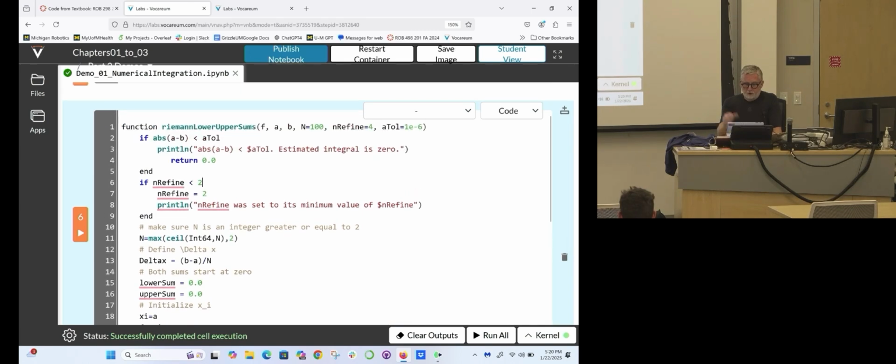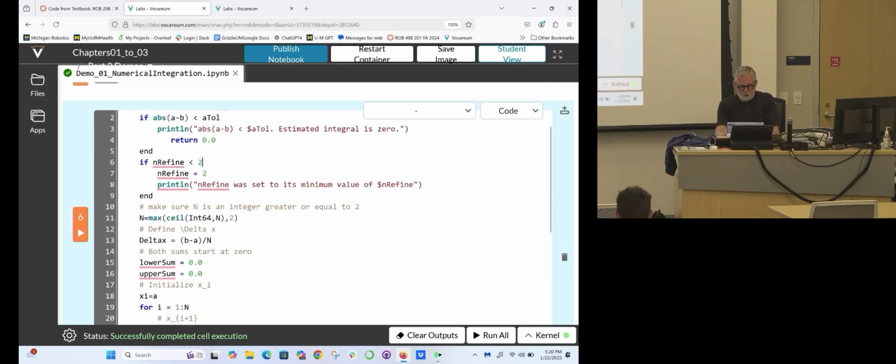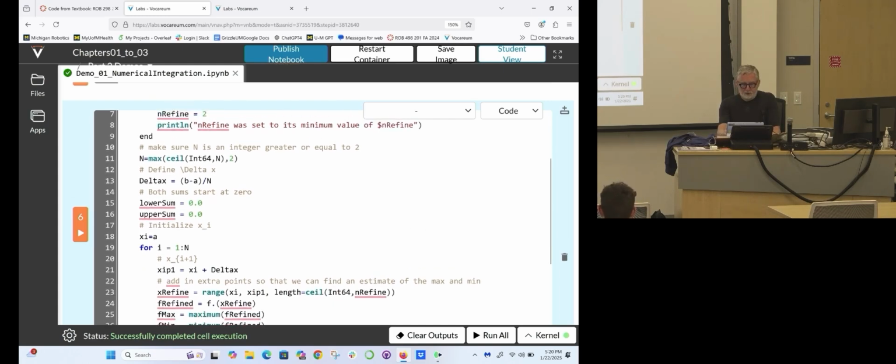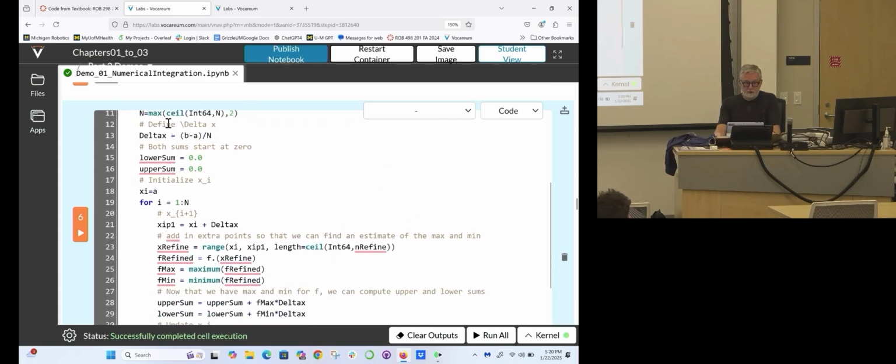A little bit of error checking, just in case you tried to call it and you put nRefine equals -1 to try to say, hey, professor, your function is broken. I put a test in there. You would never do that, I know, but you never know who's going to get a hold of your functions. And then just to make sure n is an integer, et cetera.